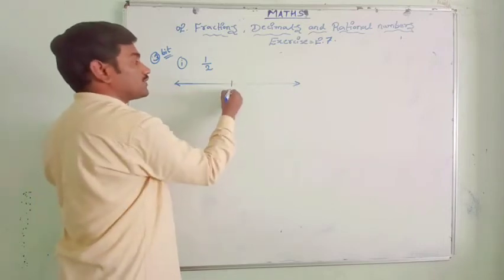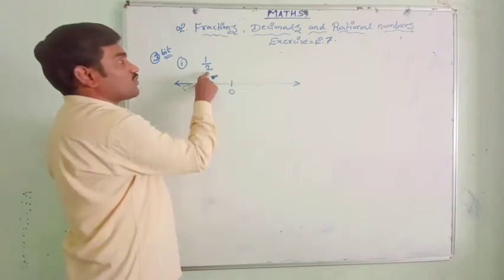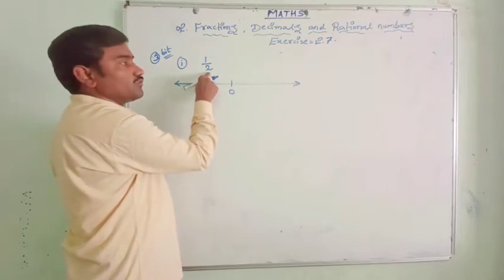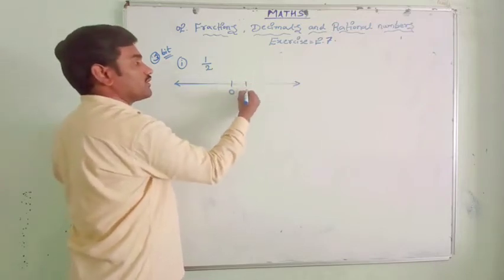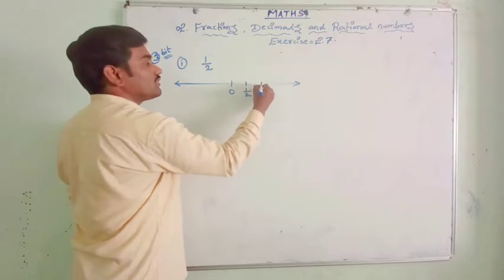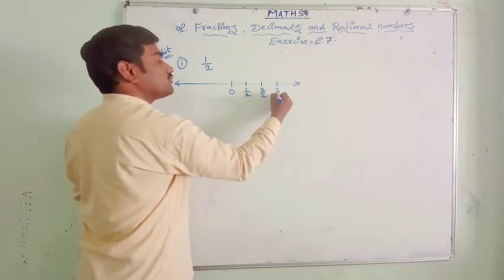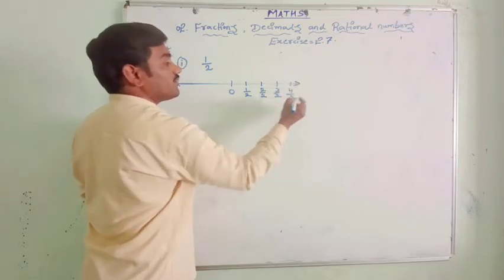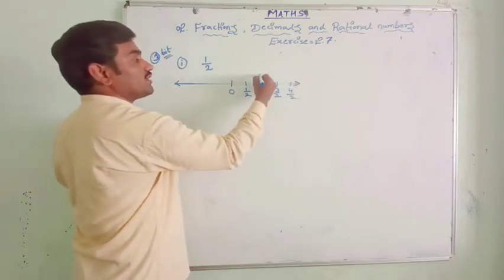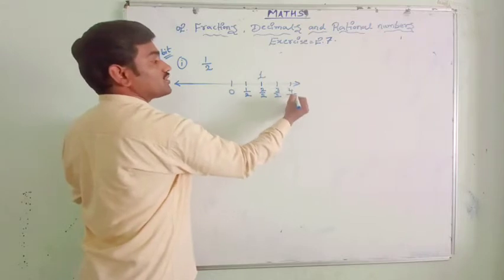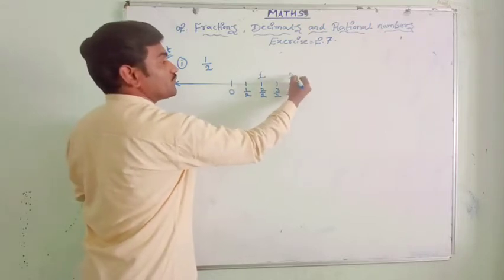So we take 0 here. We observe the denominator here, which is 2. So first take 1 by 2, then 2 by 2, 3 by 2, 4 by 2, and so on, continuing. 2 by 2 is nothing but 1. 4 by 2 is nothing but 2, since 2 twos are 4.